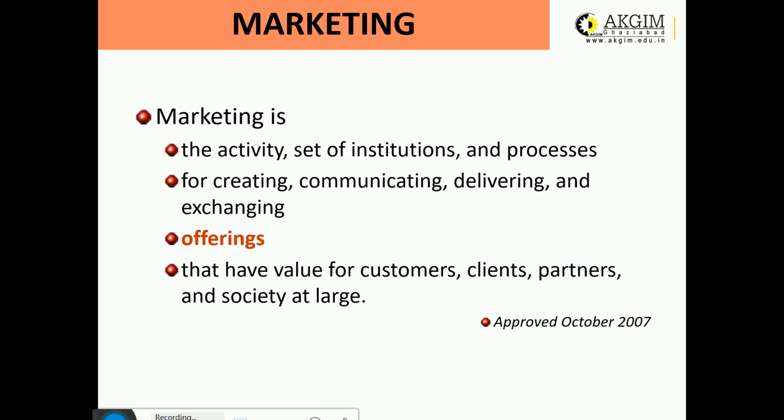Before we move further to what marketing communication is, let me talk to you about what marketing is, which was already discussed in your first semester. It's an activity, a set of institutions and processes for creating, communicating, delivering, and exchanging offerings that have value for customers, clients, partners, and society at large. So this is what marketing is, and we know what aspects and elements are covered in marketing.